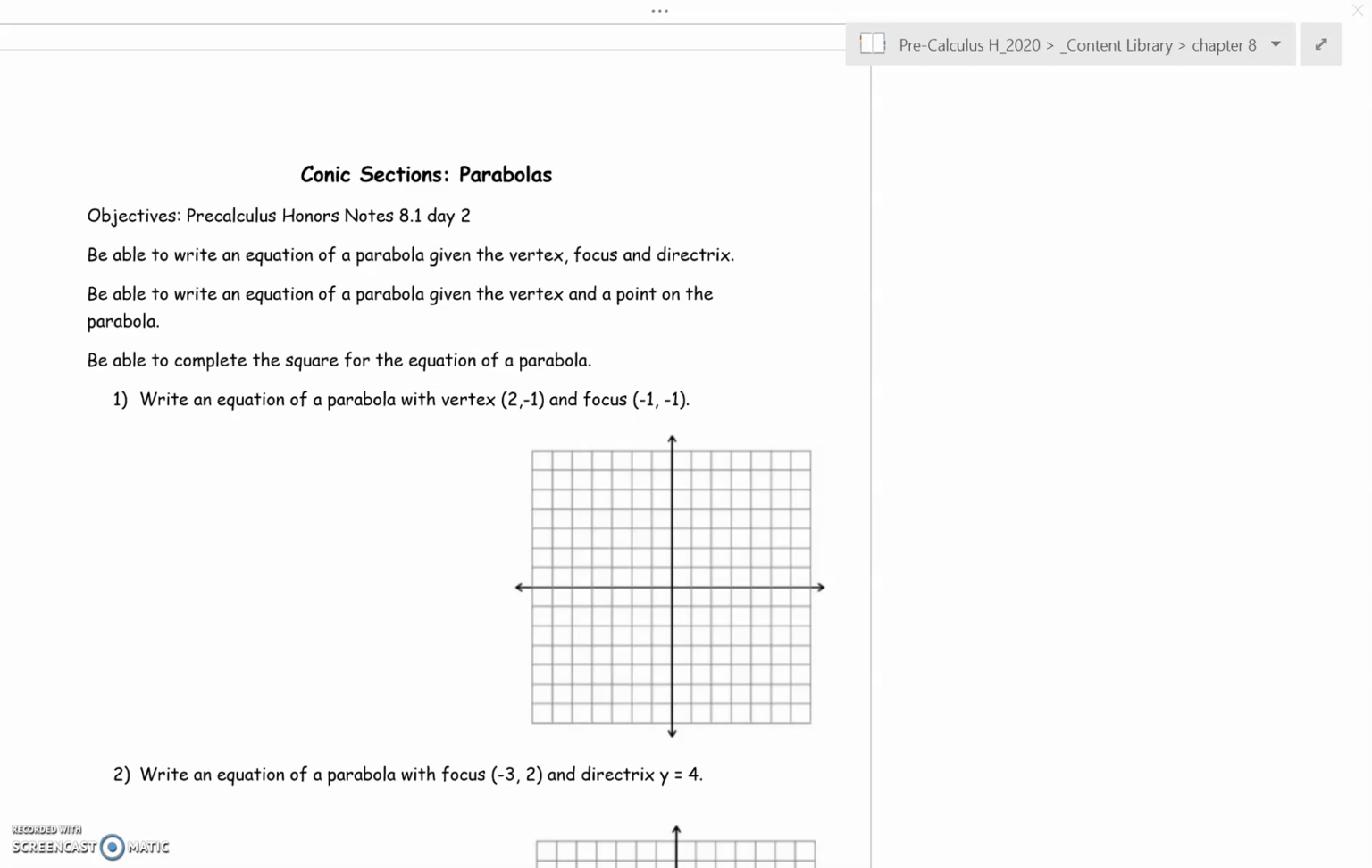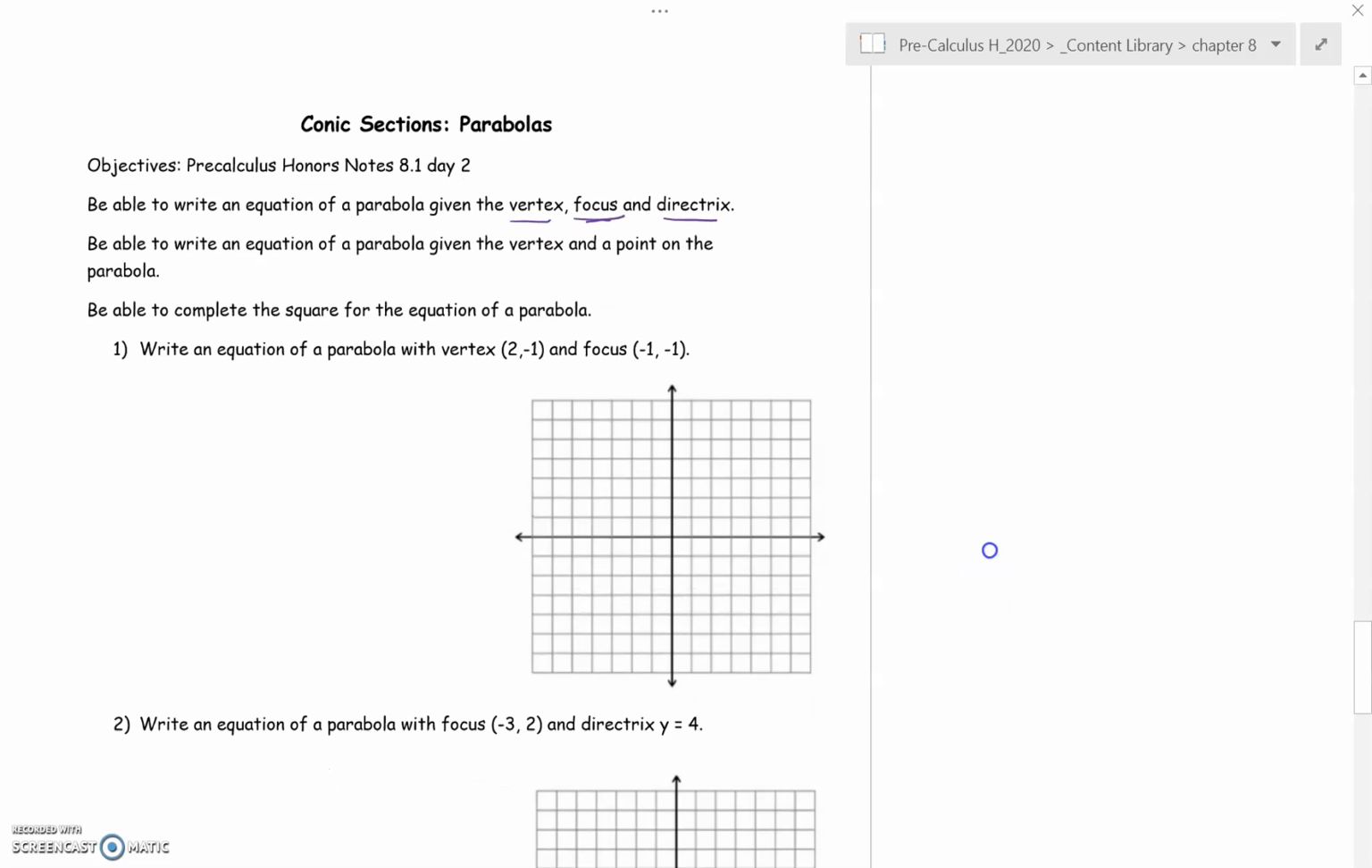And notice we have 3 objectives for today. Be able to write an equation of a parabola. Now, I'm going to give you 2 pieces of information, either the vertex and the focus, or the focus and the directrix, etc. And that will be enough information to write an equation of a parabola. Or please be able to write an equation of a parabola given the vertex and an arbitrary point on the parabola. Also be able to complete the square.